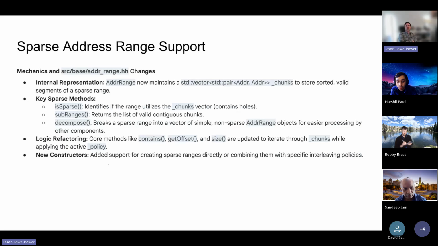And so this code is more complicated. It does add some performance overhead, but that overhead is only there if you're using sparse address ranges. This also allows you to combine sparse address ranges with other interleavings. So you can be sparse and also modulo interleaved, or sparse and mask interleaved. And the modulo and masked interleavings operate on the logical unsparse addresses, not the original sparse addresses.